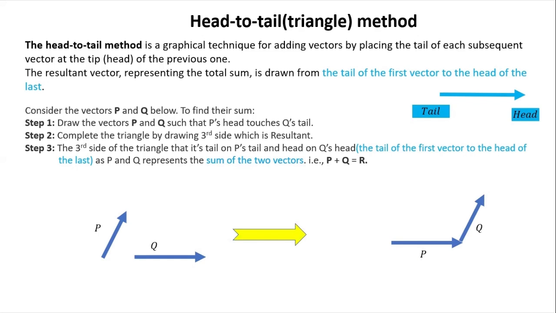Step 2. Complete the triangle by drawing the third side, which is the resultant. Now we draw the third side, that is the resultant. Step 3. The third side of the triangle has its tail on P's tail and its head on Q's head. That means the tail of the first to the head of the last, as P and Q represent the sum of two vectors. Again, we can see P plus Q is R.